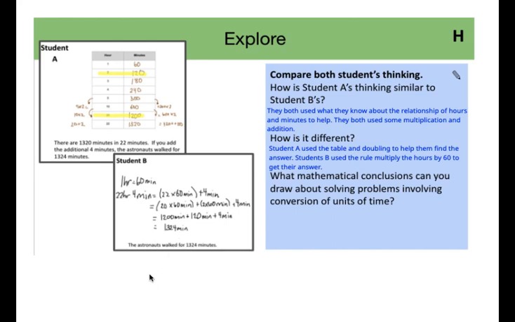So what did you do for the final question? What mathematical conclusions can you draw about solving problems involving conversion of units of time? Did you notice that you can use tables to help convert units of time? You can also use rules like multiply the hours by 60 to find out how many minutes are in a certain amount of hours. So you see student A is using the table to help them answer the problem, while student B is solving using that rule of 1 hour equals 60 minutes. So however many hours, we multiply it by 60 minutes.